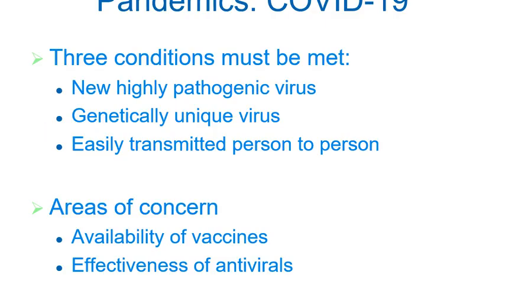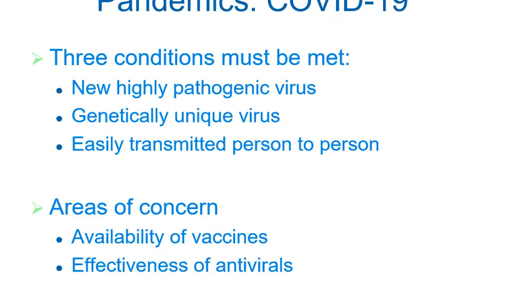Now, when we talk about pandemics, as I said, I used to talk theoretically about these, but COVID-19 brought it all to the forefront, because in order for a pandemic to occur, three conditions must be met. It must be a new, highly pathogenic virus, check. Genetically unique, check. Easily transmitted from person to person, check. There's your COVID-19.